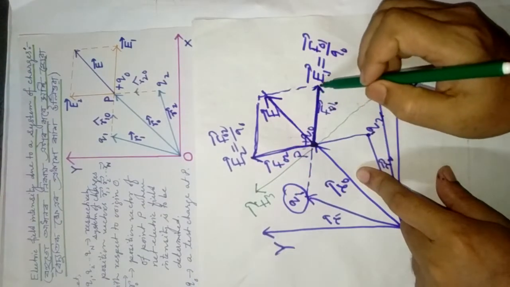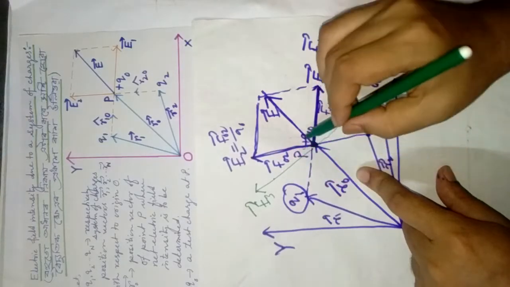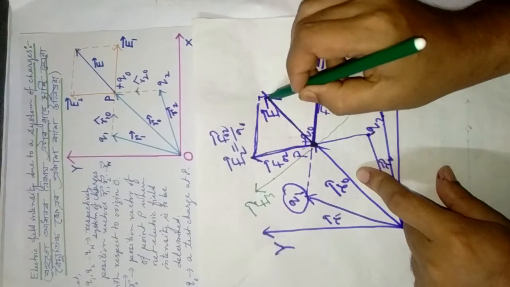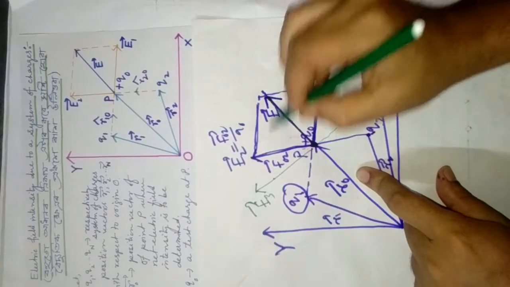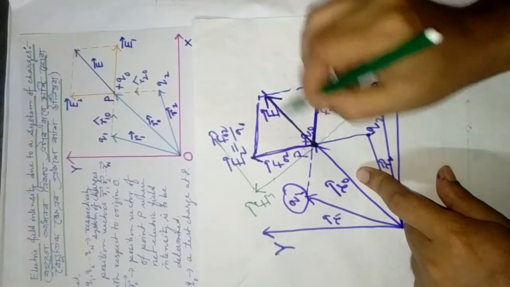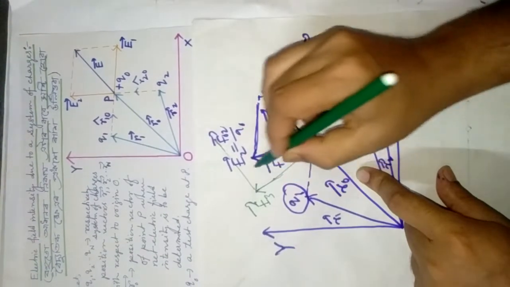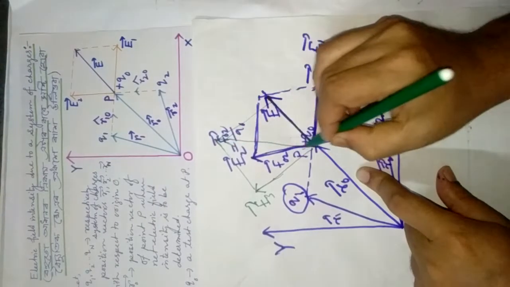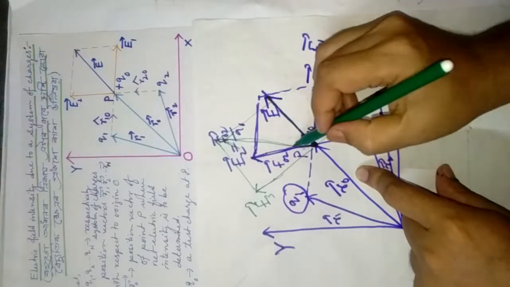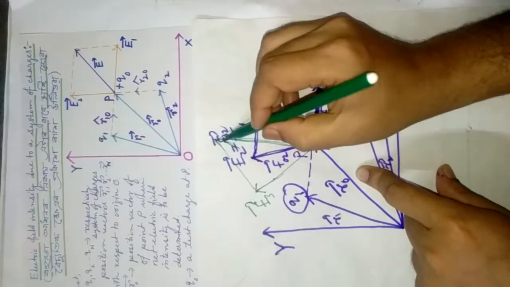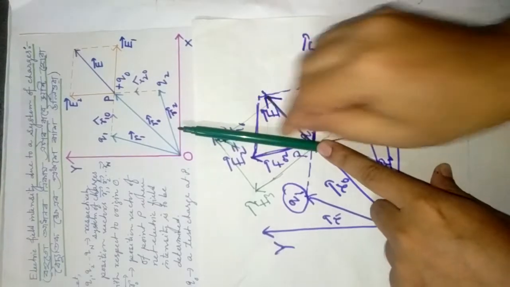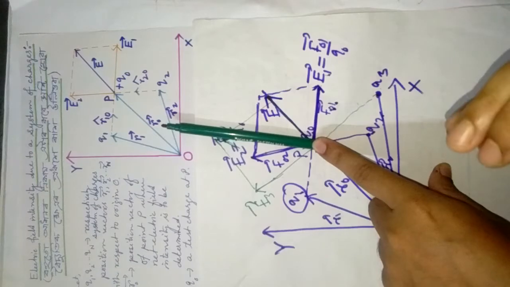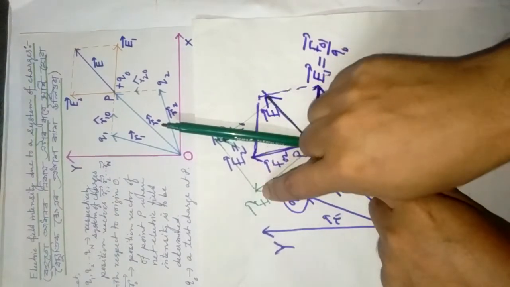No need to add E1 and E2 directly with E3. What you have to do is, first of all, take the resultant of E1 and E2, which is E. Then draw a line parallel to the E vector and then parallel to the E3 vector. Then you will get a parallelogram, and this diagonal will give you the next resultant vector, the resultant electric field intensity, which is due to E1, E2 and E3.